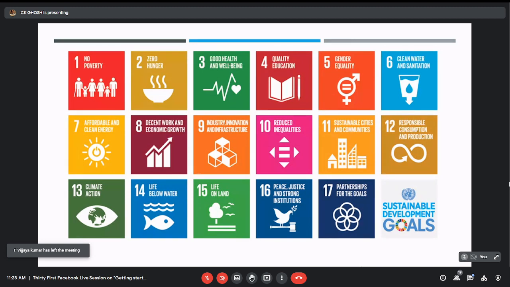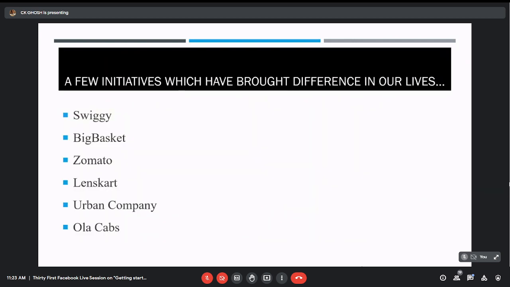So these are the areas which you can very adequately relate with the idea of startups. And you know about the few initiatives which have brought difference in our lives. Swiggy, we are all aware of that. Big Basket, Zomato, Lenskart that would come to your home and get you the lens you require for your eyes. Urban Company, the new name for Urban Clap. Ola Cabs, getting a transport for moving from one place to another within the city or even beyond the boundaries of the city has been made so easy.